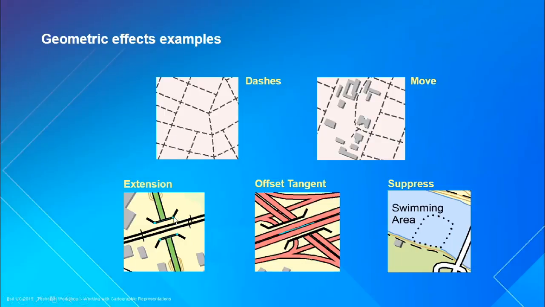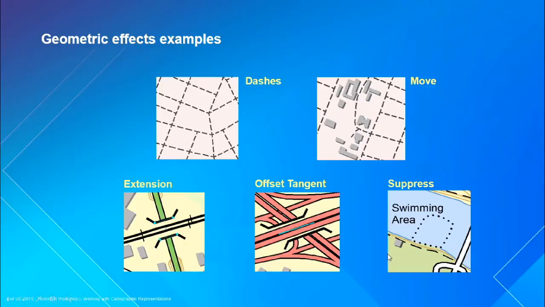The extension effect extends lines in a certain length and direction. We use this a lot for building bridge symbols, because often in a database, bridges are just captured as single lines. So the extension effect adds those little bridge parapets to them. Offset tangent is where we have a bridge feature just captured in our data like this. We can use it to build parallel lines across to get that bridge effect.